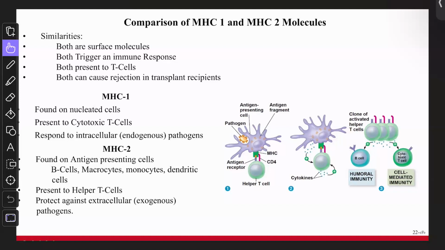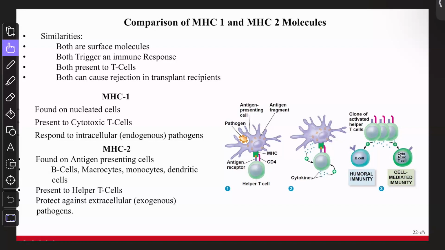Now, here's the difference. MHC1 molecules, okay, are found on nucleated cells.